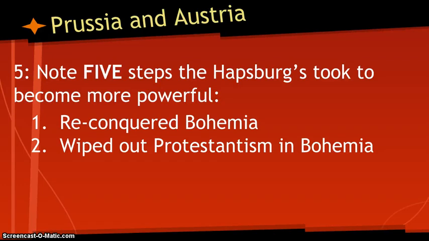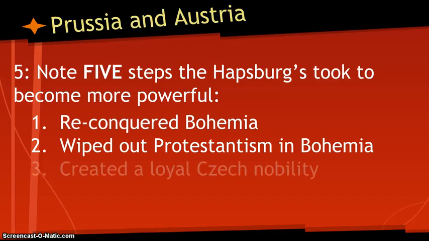Secondly, they wiped out the Protestants in Bohemia. As we mentioned before, Ferdinand II was Catholic. He wanted Bohemia to be Catholic as well, and so he started to eliminate Protestantism in that region. They also created a loyal Czech nobility. Now, Bohemia is actually a region in modern-day Czech Republic, and what the Habsburgs did was they took out the nobility that was there and replaced them with nobles that would be loyal to them. Obviously, if you weren't a noble before and the Habsburgs made you a noble, you were therefore going to be loyal to them. So in order to become more powerful, especially in this area, they created a loyal Czech nobility.